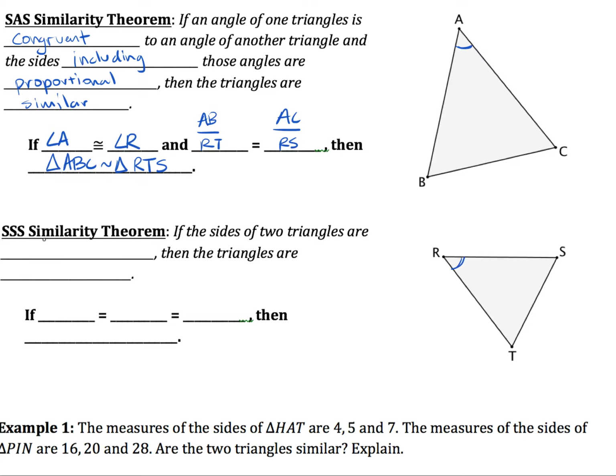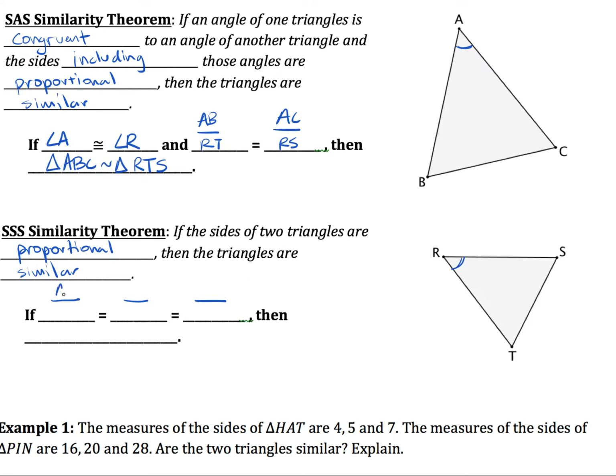The second similarity theorem we're learning in this lesson is called SSS similarity, and it's a lot shorter because it only involves sides. We don't have to know anything about angles in the SSS similarity theorem. All it says is if the sides of two triangles are proportional, then the triangles are similar. So, like I said, don't need anything about angles for this one. What we need to know is that we should be able to make out three ratios of corresponding side lengths that will all be equal. And if that's the case, then the triangles would be similar.